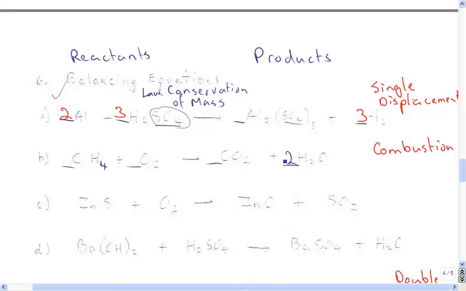So I've got H2O. If I've got 2 water molecules, that means I've got 2 times the 2 hydrogen atoms. So I've got 4 hydrogen atoms here, and I've got 2 oxygen atoms.